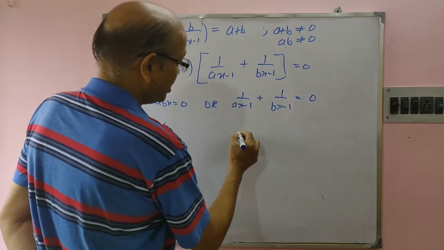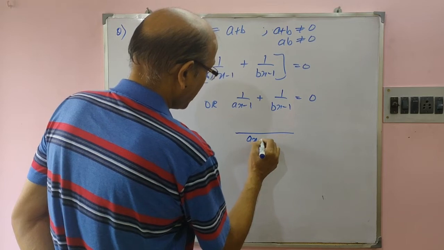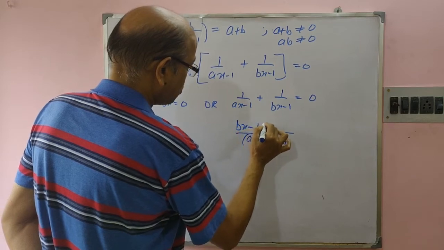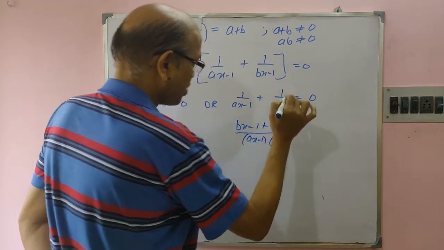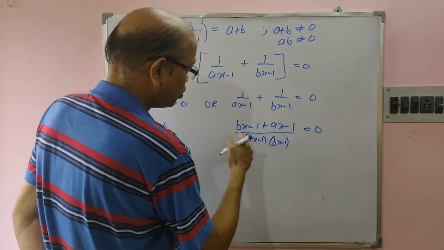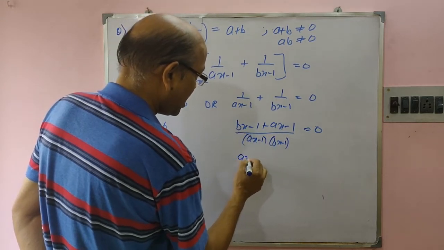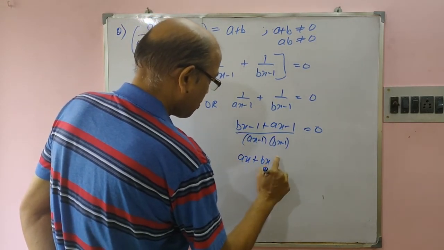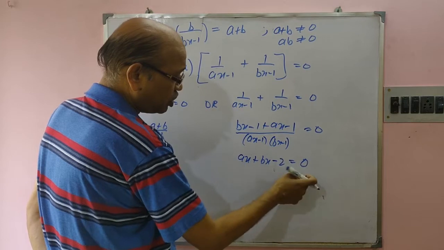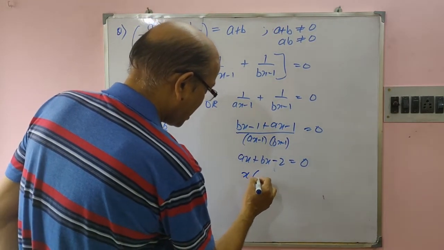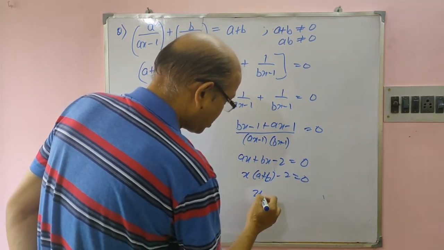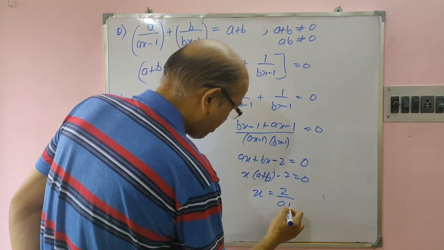Now in this case, take out the LCM. (ax − 1)(bx − 1), here it is going to be (bx − 1) plus (ax − 1). Clear? This is equal to 0. So when I take this side, this all is going to become 0. So what do I get here? ax + bx − 2 is equal to 0, or x(a + b) − 2 = 0, therefore x = 2/(a + b).